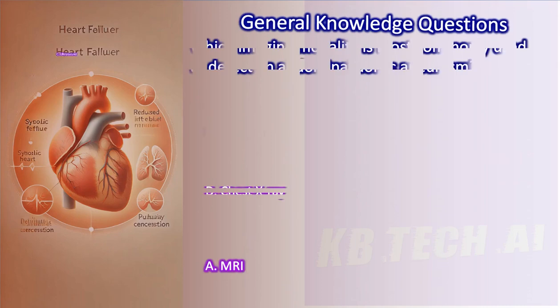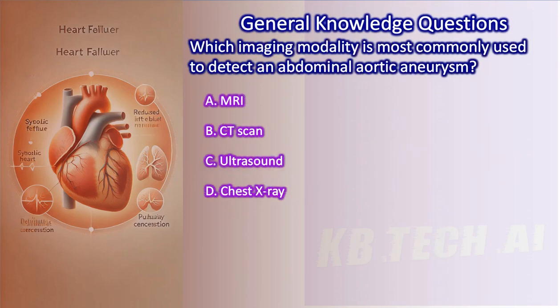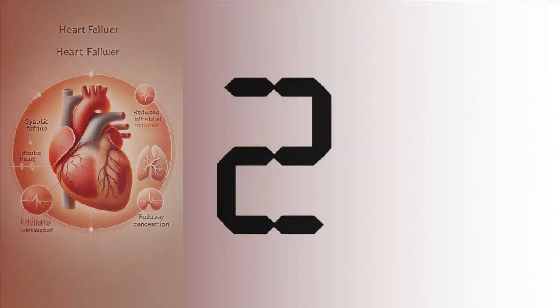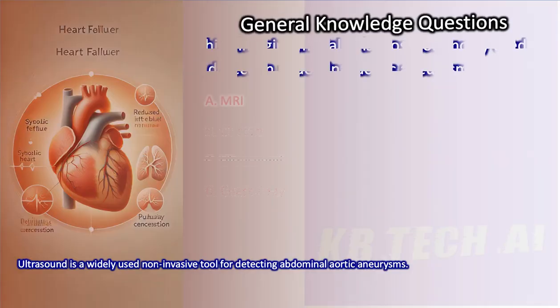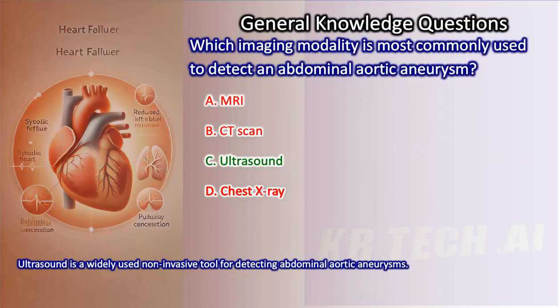Rupture. Which imaging modality is most commonly used to detect an abdominal aortic aneurysm? Option 1. MRI. Option 2. CT scan. Option 3. Ultrasound. Option 4. Chest X-ray. The answer is option 3.